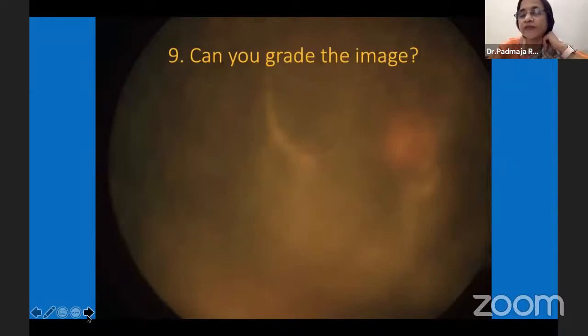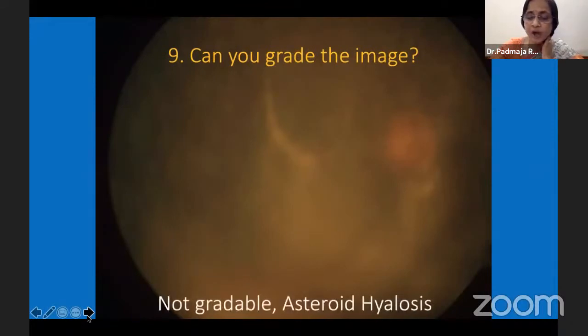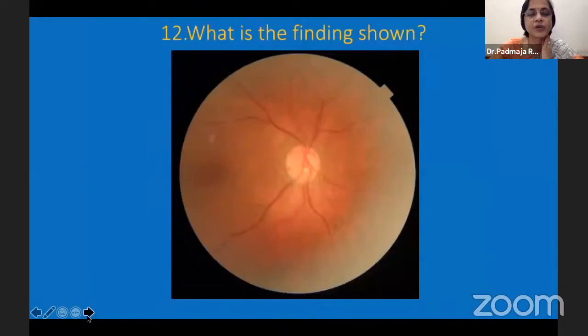One important referral guideline is any ungradable image, or the visual acuity which is less than 6/12 and is not improving, and you are not able to explain it even if the fundus features look normal. These are all non-gradable images that need referral. So it's non-gradable due to presence of asteroid hyalosis.